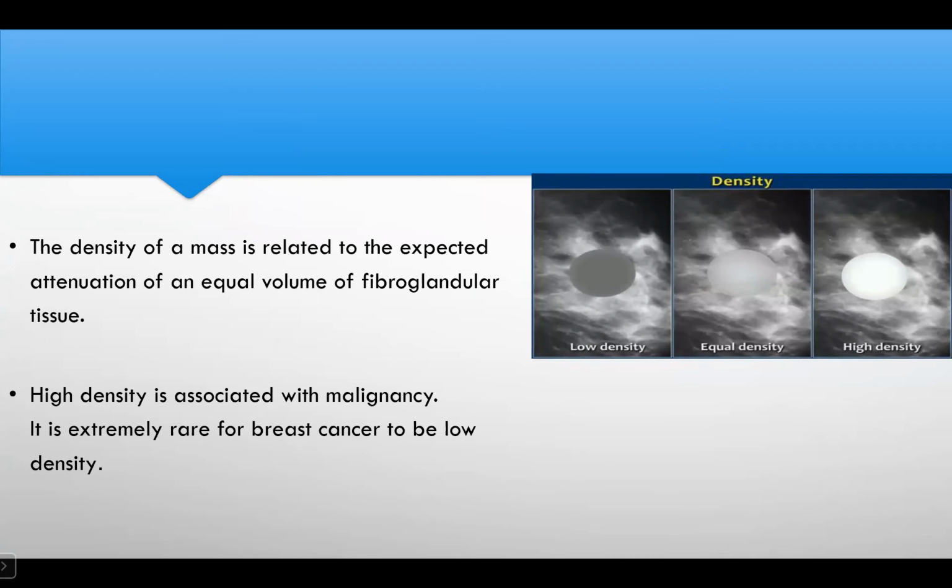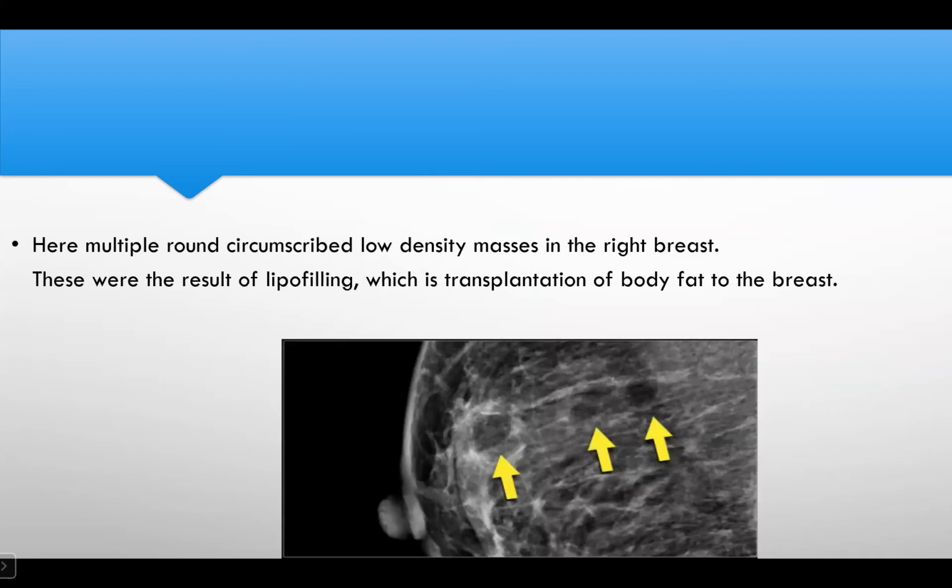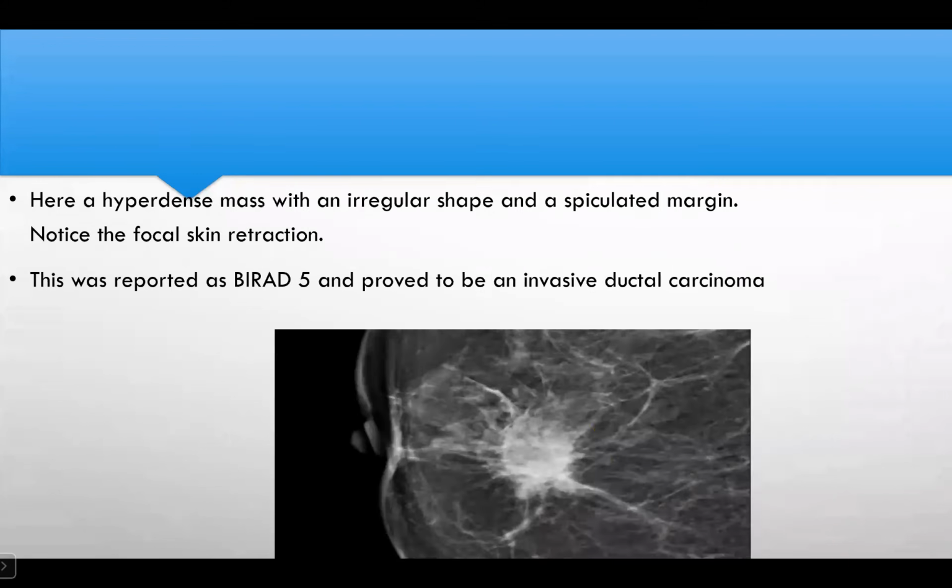The density of the mass is related to the expected attenuation of an equal volume of fibroglandular tissue. High density is associated with malignancy; it is extremely rare for breast cancer to be low density. Here we have multiple circumscribed low density masses in the right breast, the result of lipofilling with the transplantation of body fat into the breast.